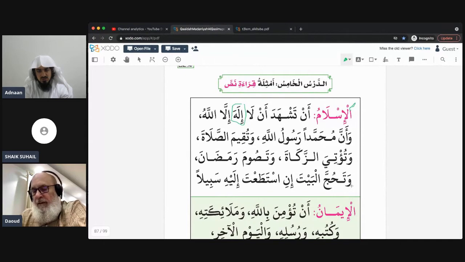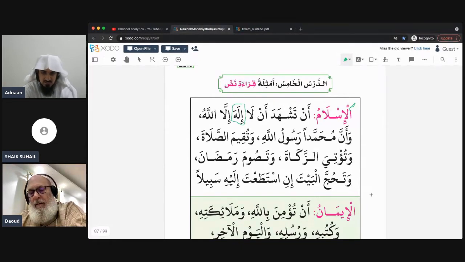So altogether, this is the second part of the Shahada. Altogether, these four words: Wa Anna Muhammadan Rasulullah. And Suhail, could you read for us this first part, please? And we stop there.